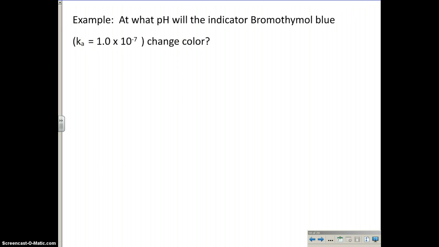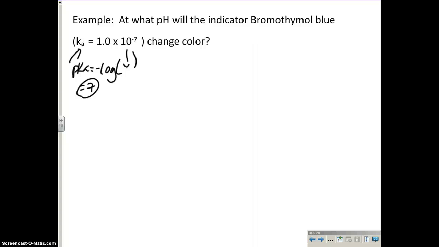Alright, so for example here, at what pH will the indicator bromothymol blue change color? That means that we need to determine the H3O+ present in the solution, so we can determine the pH from that. We're given the Ka value, great. This is just a quick hint. If you take the pKa of this, which is the negative log of that concentration, you get 7. This is why bromothymol blue is a great indicator for a strong base, strong acid titration, because it changes at a pH of 7, which is good because the equivalence point of a strong acid, strong base titration is 7.